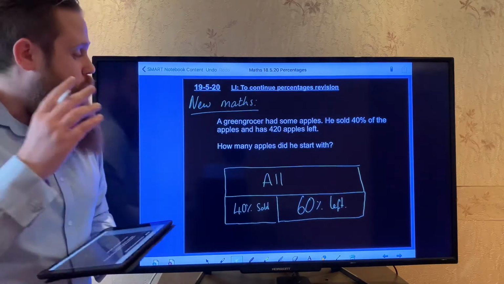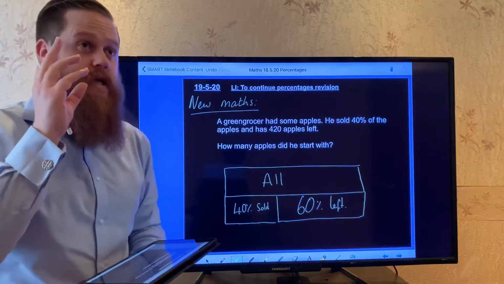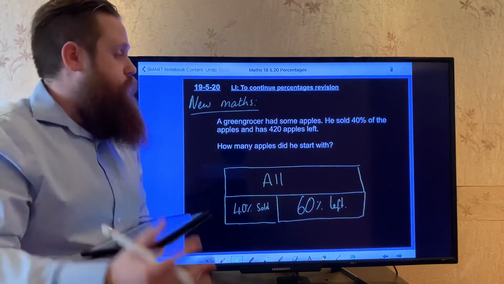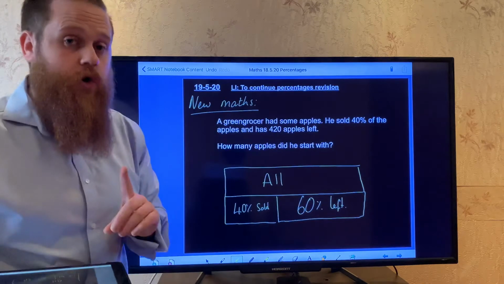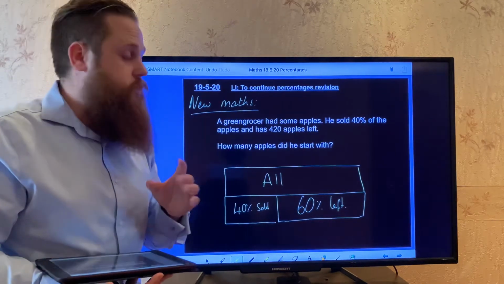Okay then. Now we're going to have a little bit of a look at some new maths. Now, there's only one group with one of these questions today, okay, and that is the squares group. Your final question is to do with this. But everybody else, you are not doing this today, but we will be talking about it in our morning Skype sessions. So pay close attention.